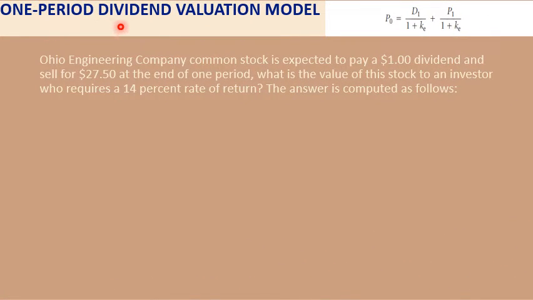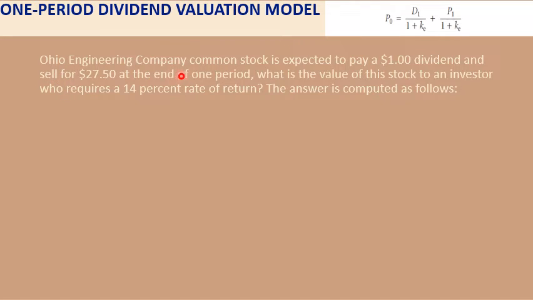Okay, so the one period dividend valuation model. The formula for that is P0, which is the initial value of the stock, equals the dividend D1 over 1 plus Ke, where Ke is the rate of return, plus P1 over 1 plus Ke. P1 here is the amount of the common stock at the end of one period. So for one period, this means that the investor only plans to hold the common stock for only one period.